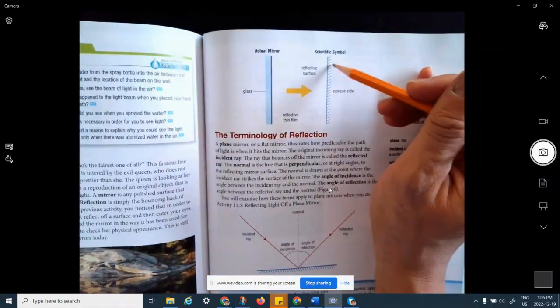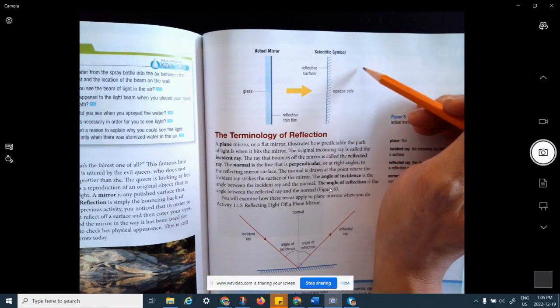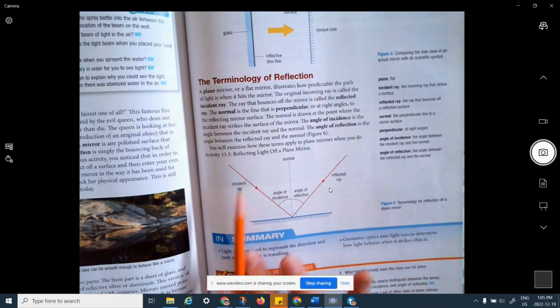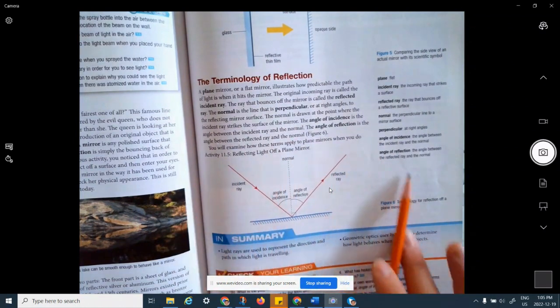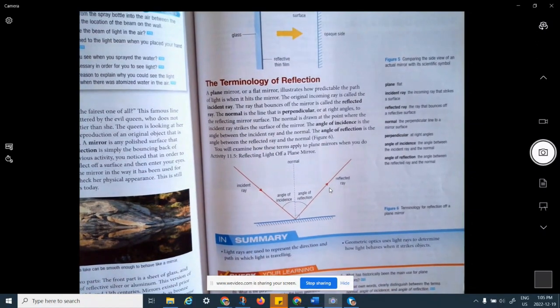Basically, every time you see a dashed line like this, you know that's the backside of the mirror. Backside of the mirror. Make sure you know these terminologies. People in the back, look up, please. Okay. Make sure you know these terminologies. Angle of incidence, reflection.